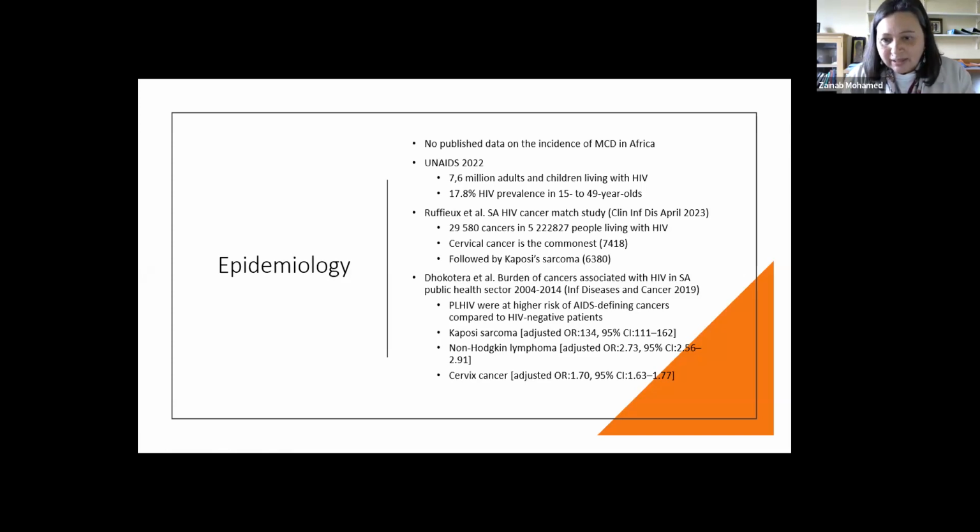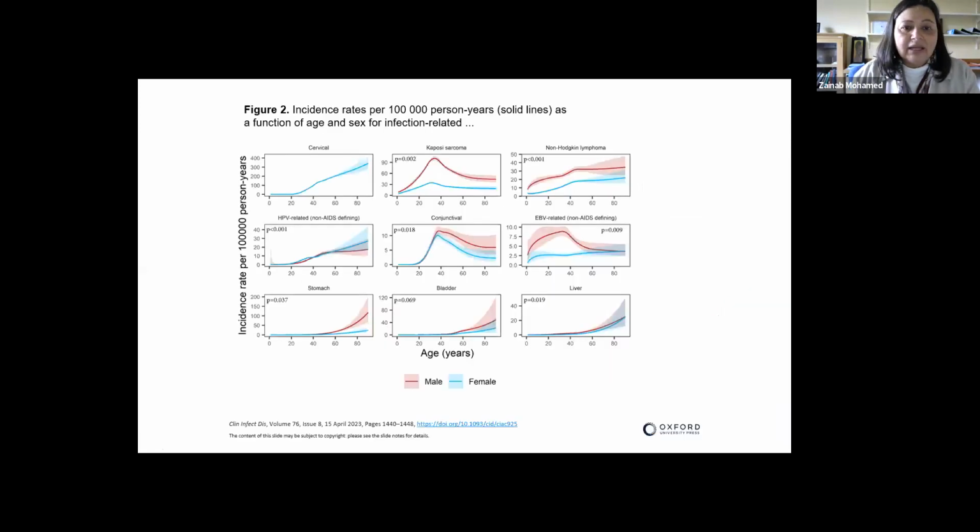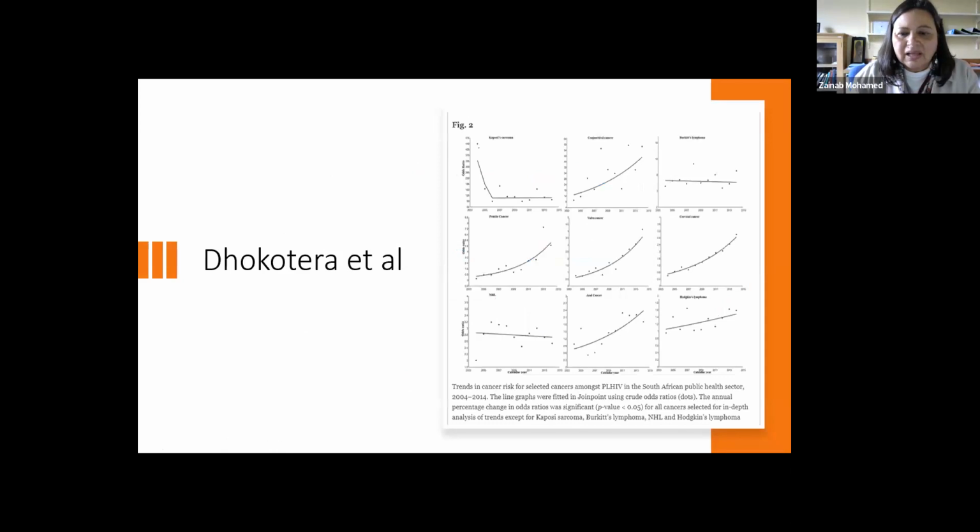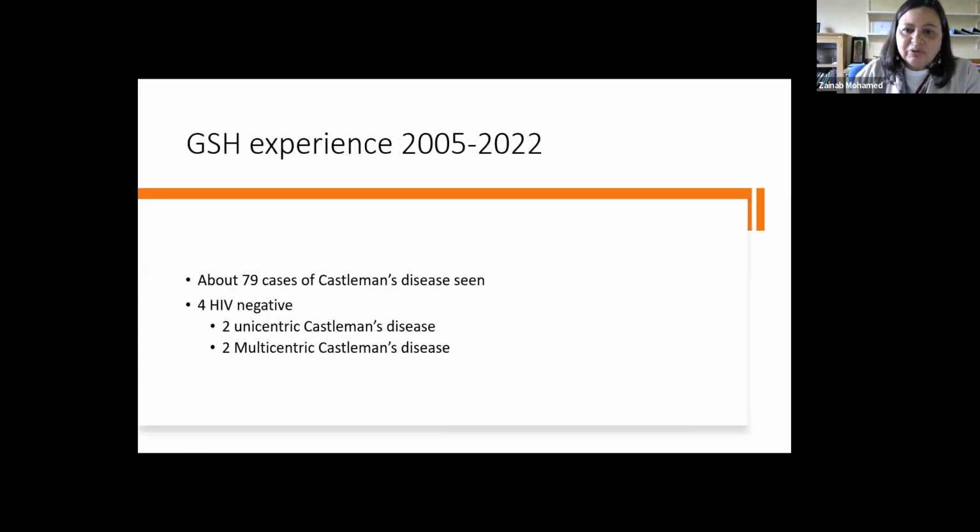And Kaposi sarcoma is one of the commonest cancers that we see in our HIV positive population. So although there's no actual data on Castleman's disease, the burden of Kaposi sarcoma means that we do see quite a bit of Castleman's disease. As you can see, we see lots of Kaposi sarcoma in this country. And it seems that the incidence has come down and has kind of plateaued, but we still see a lot of people that are quite immunosuppressed with Kaposi sarcoma.